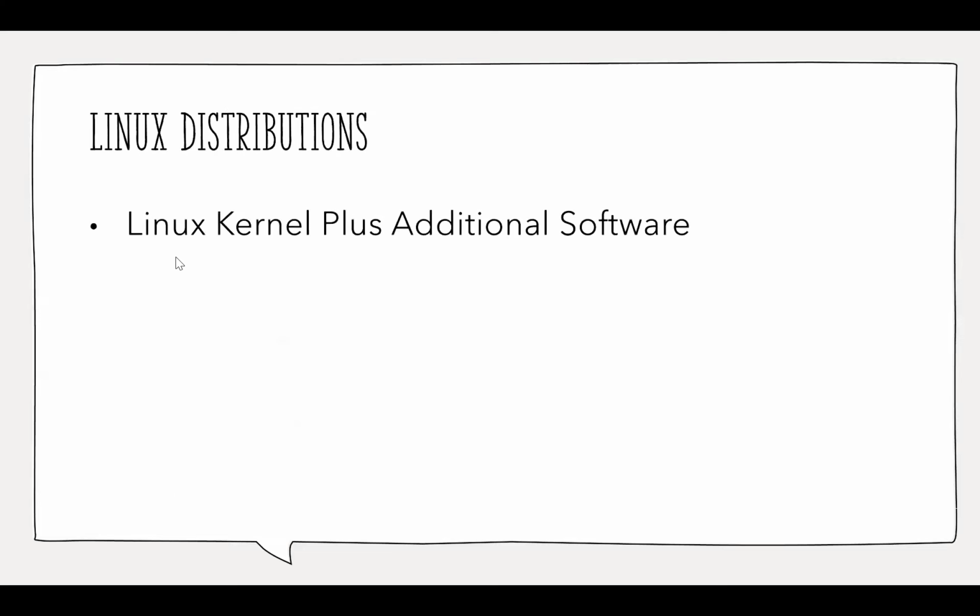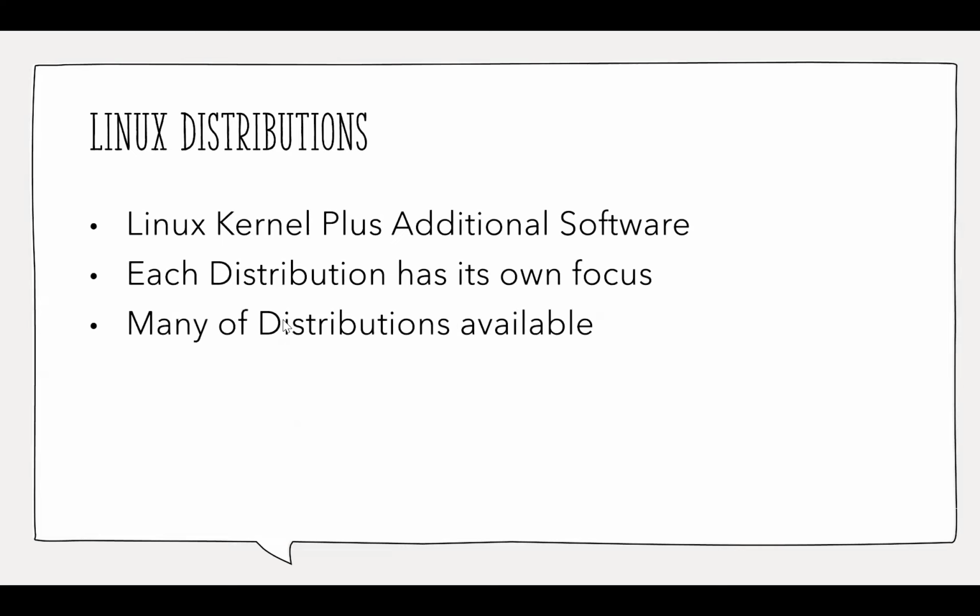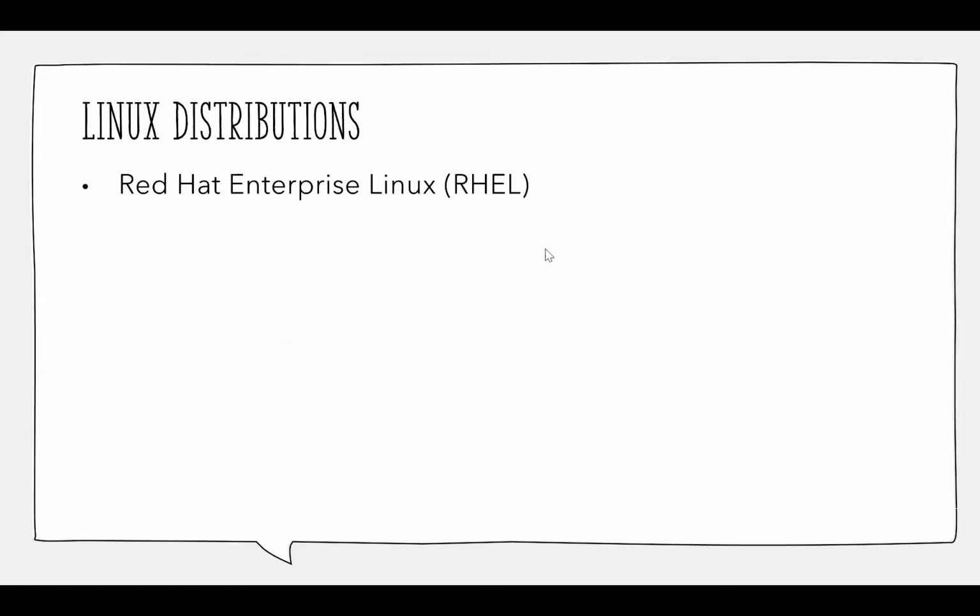Next, Linux distributions. A Linux distribution is the Linux kernel and a collection of software that together create an operating system. Each distribution has its own goals and own area of focus. There are literally hundreds of Linux distributions. Here I have mentioned a few of the most popular Linux distributions. By the way, distros means distributions only. It is a short form of distributions.